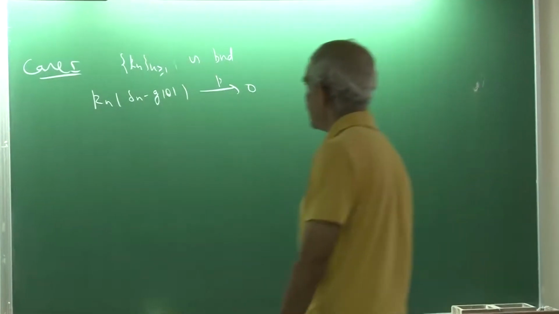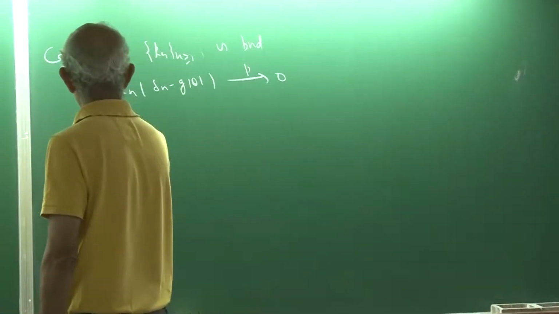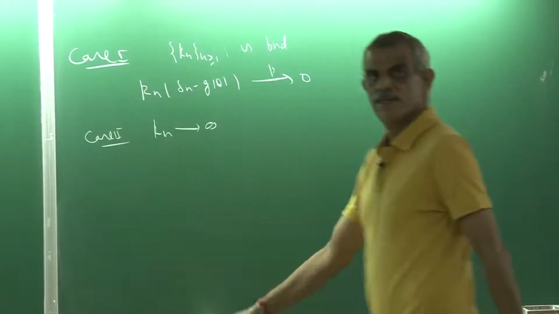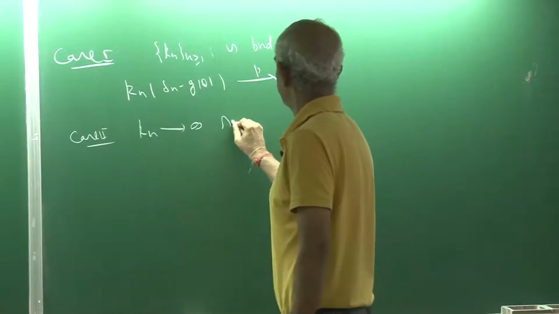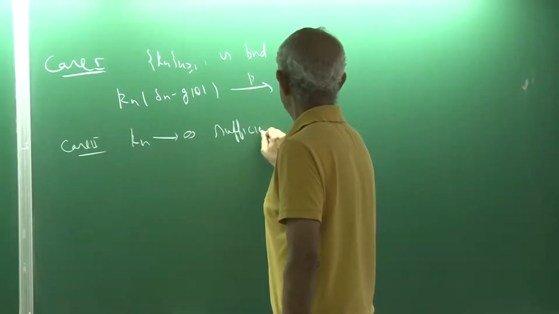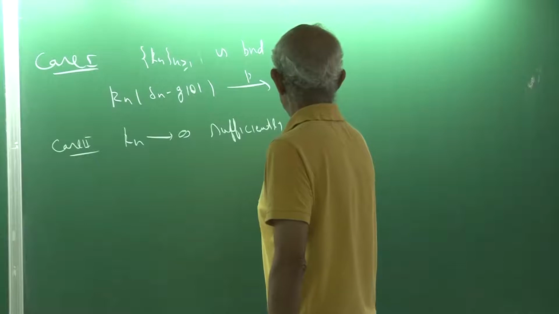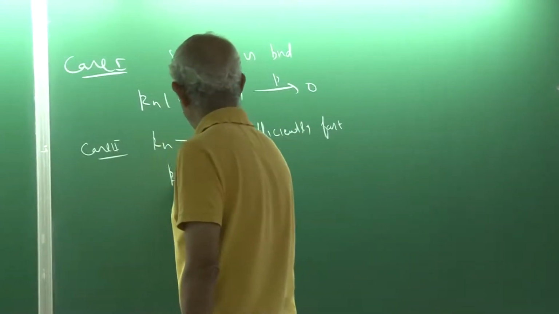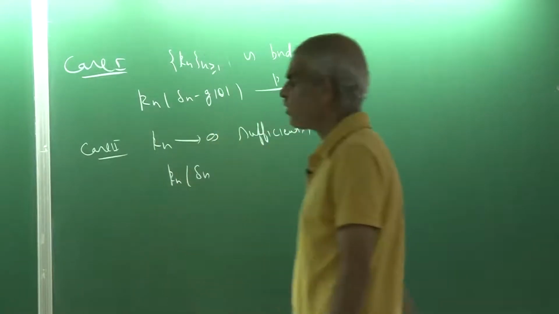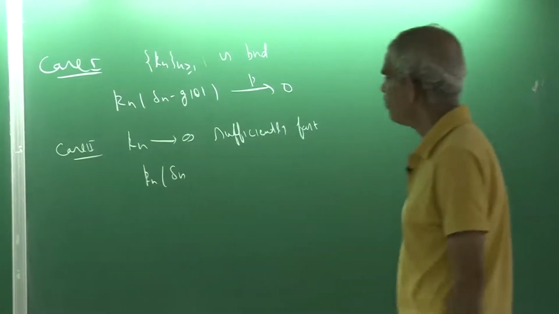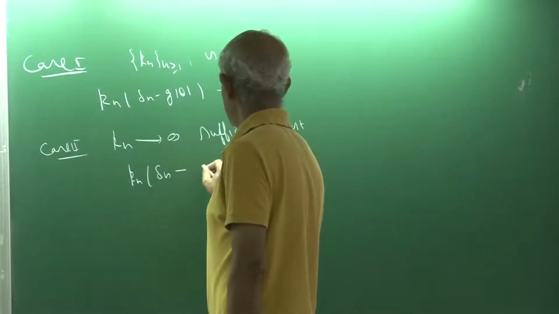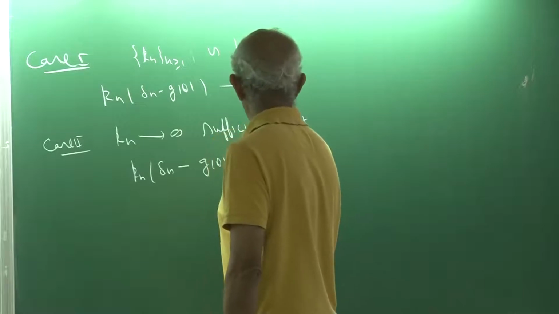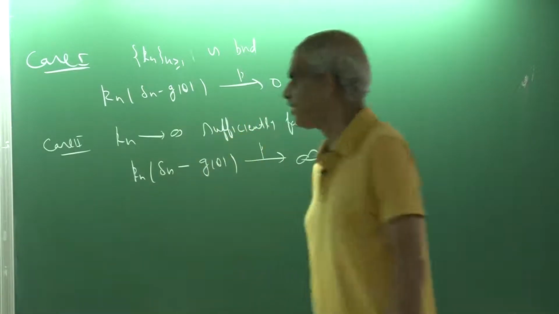The other extreme situation could be that kn goes to infinity sufficiently fast. In this case, under certain conditions, depending on how fast kn is going to infinity, you might have kn times delta n minus g theta going in probability to an infinite quantity. So it explodes.